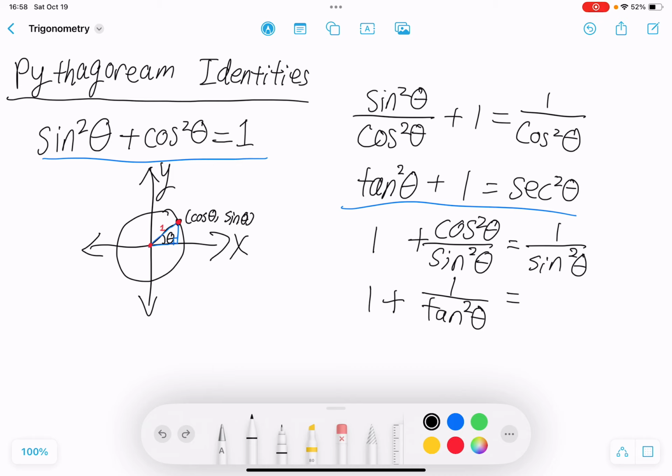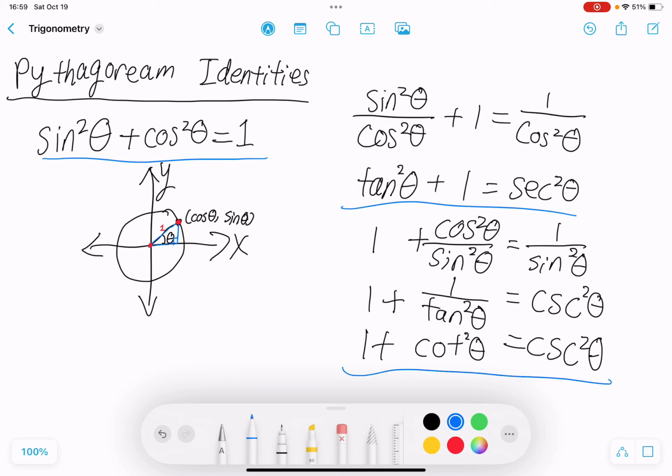The reciprocal of sine is therefore cosecant. So cosecant, CSC, cosecant theta squared. And we also know that 1 over tan theta squared is just cotangent theta squared. So this is the third Pythagorean identity.